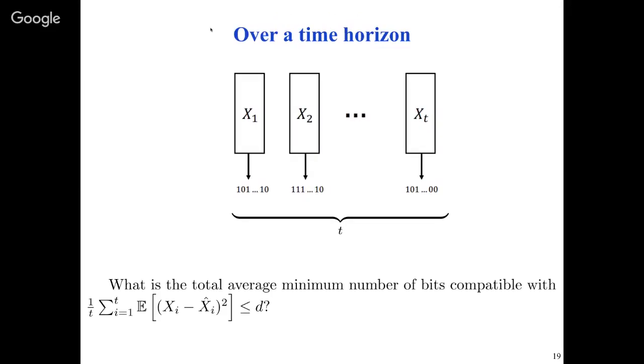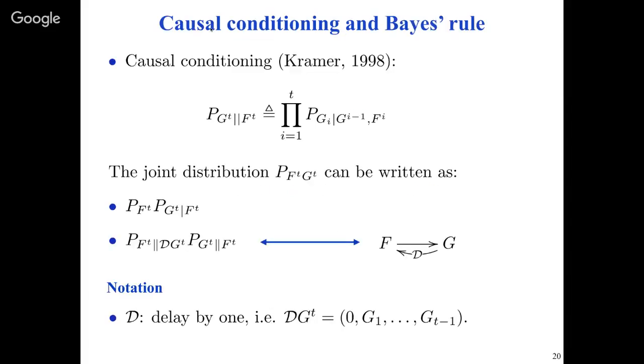Okay, and the way we do this is look at this over this time horizon t and ask this question: what is the sequence of encoding and decoding functions that achieves the minimum MSE over this time horizon, and what is the minimum number of bits that is comparable with that MSE. And when we look into problems over a time horizon, what comes into play is causal conditioning, which is a very useful concept for systems with feedback. And this concept was introduced by Gerhard Kramer in 1998.